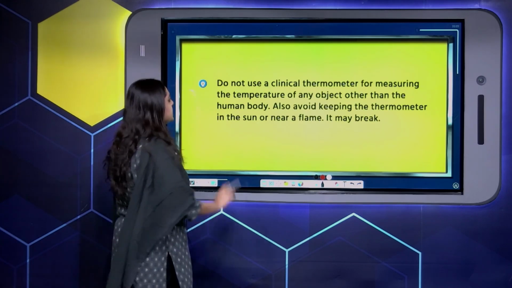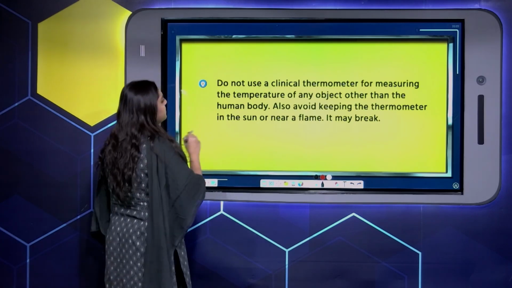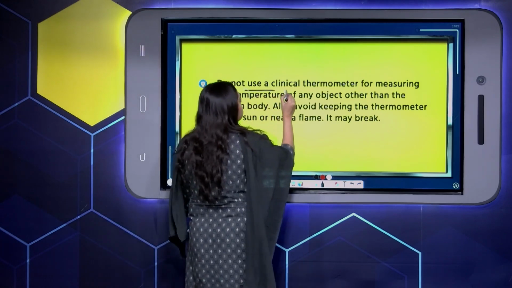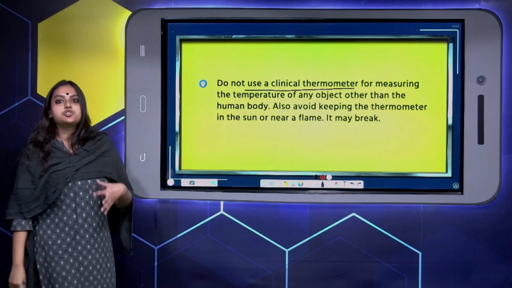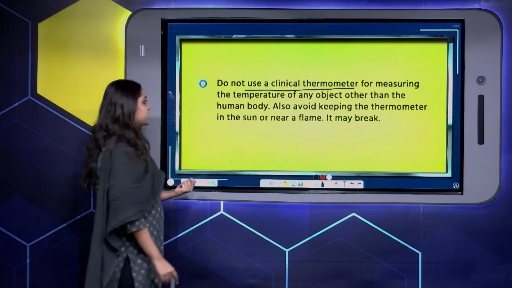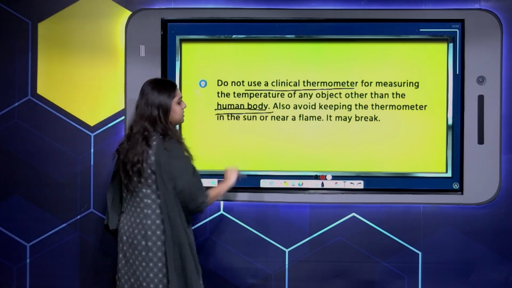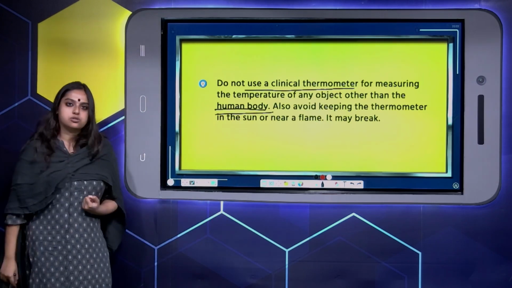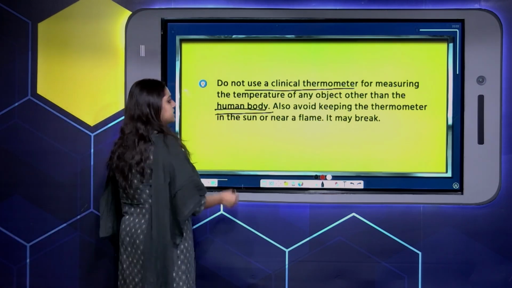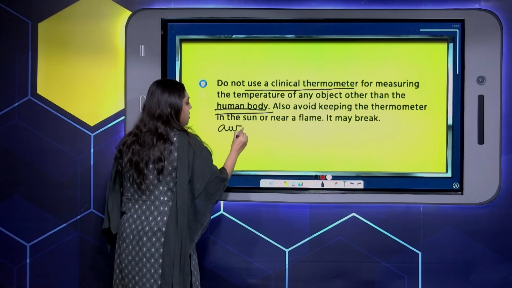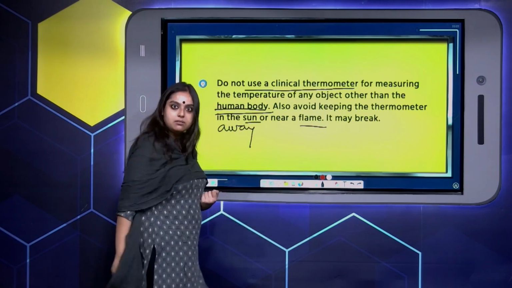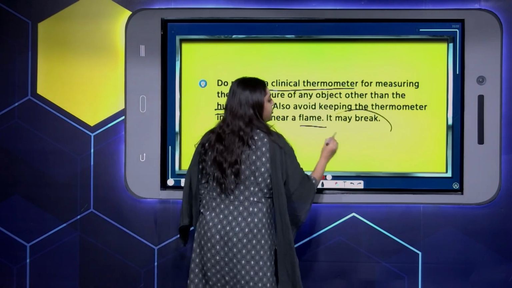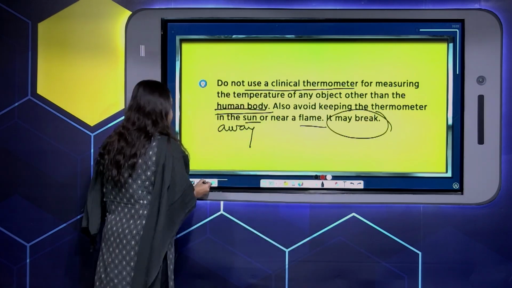And lastly, we have come to the point where it is said that do not use a clinical thermometer for measuring the temperature of any other object other than human body, right? And also keep the thermometer away from the sun or flame. Why? Because it may break. Okay?